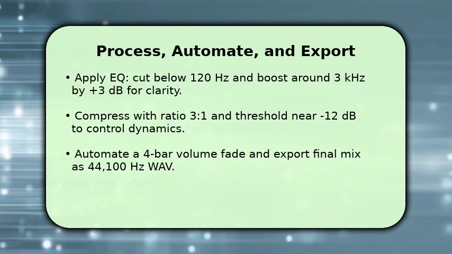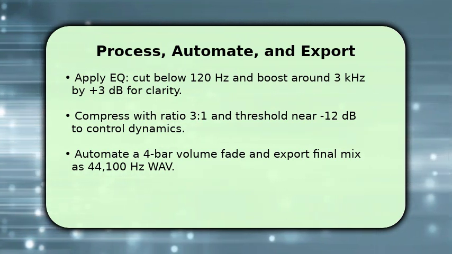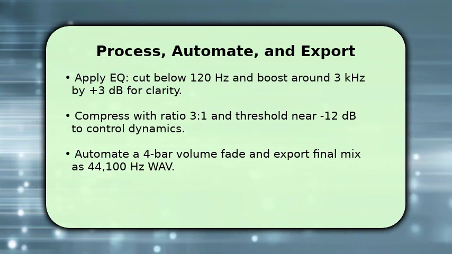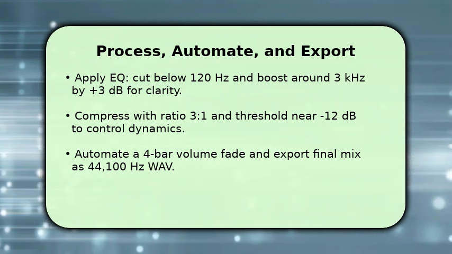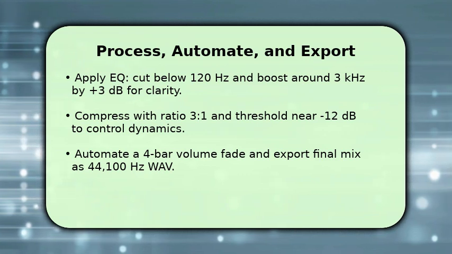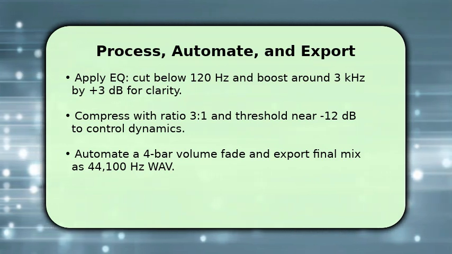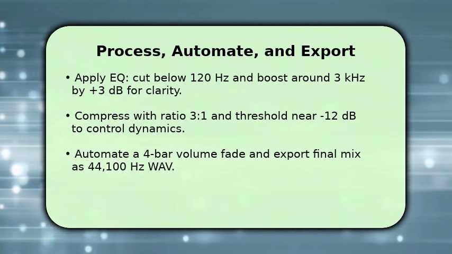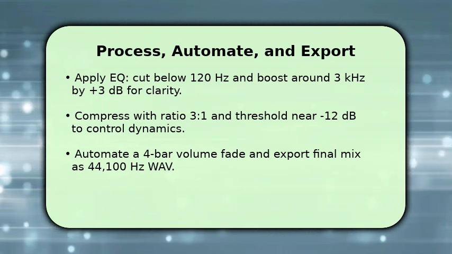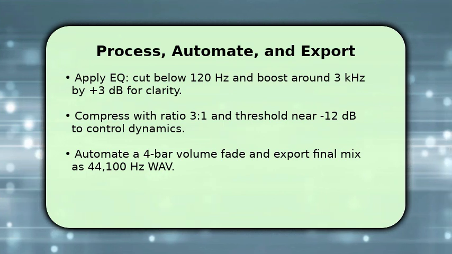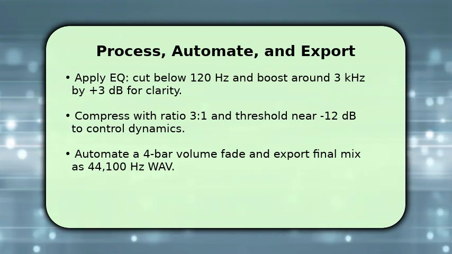Add a compressor with roughly 3:1 ratio and threshold near -12 dB to control peaks. Insert a de-esser if sibilance appears and a short reverb with 35% size and 20% wet for space. Automate a 4-bar volume fade and export the final mix at 44,100 Hz WAV for delivery.